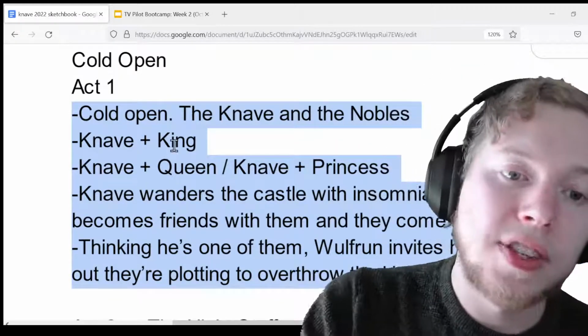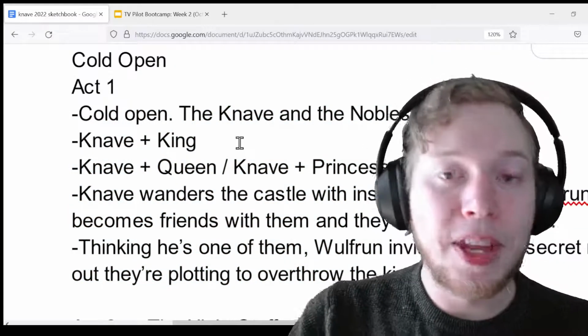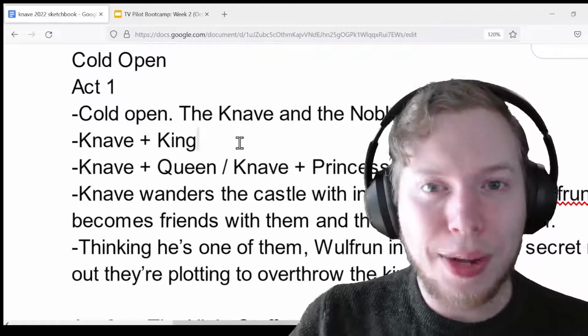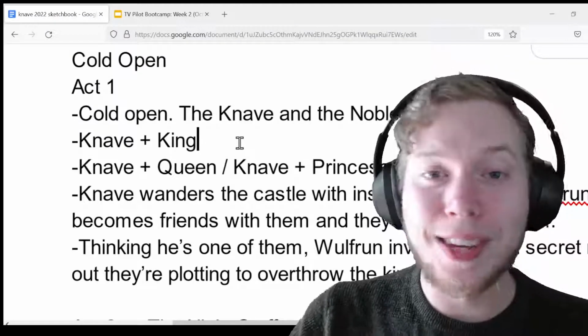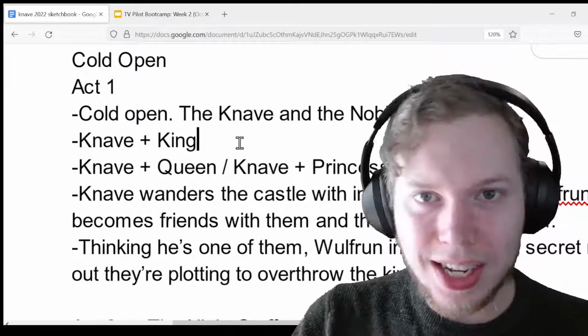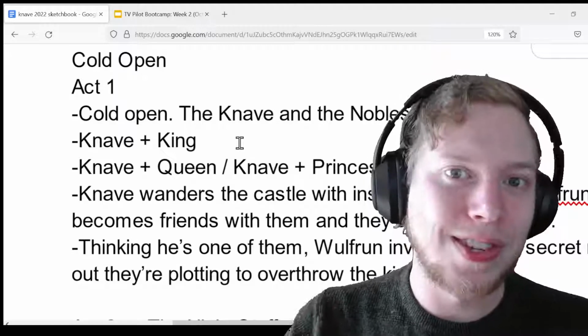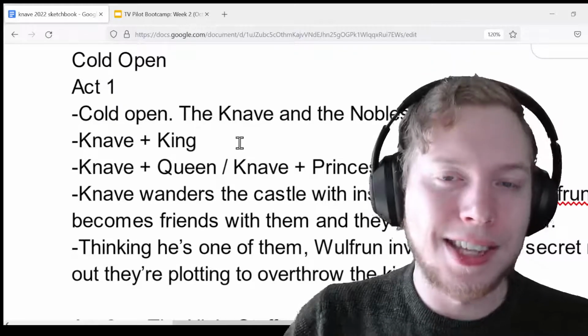We have a scene with the knave and the king, wherein we realize the king is keeping the knave around because he wants to learn how to be funny and he wants to learn how people are using satire against him because he doesn't really have a sense of humor. And the knave has to constantly trick him into doing the right stuff. The knave is very concerned that there's going to be a rebellion of peasants soon, and the king is basically not listening because he doesn't think the peasants matter.